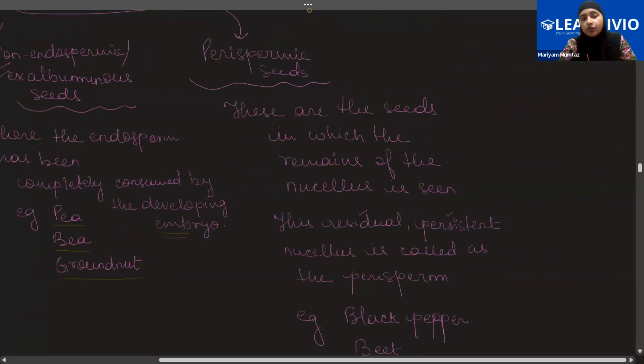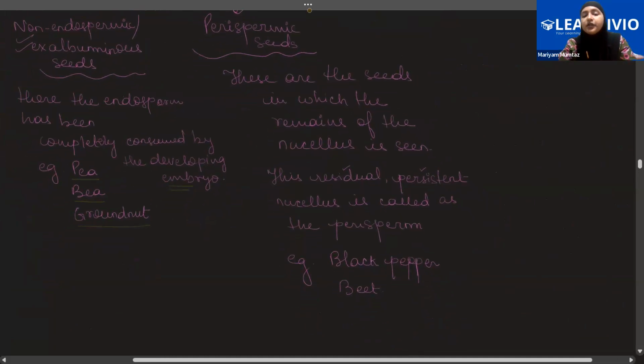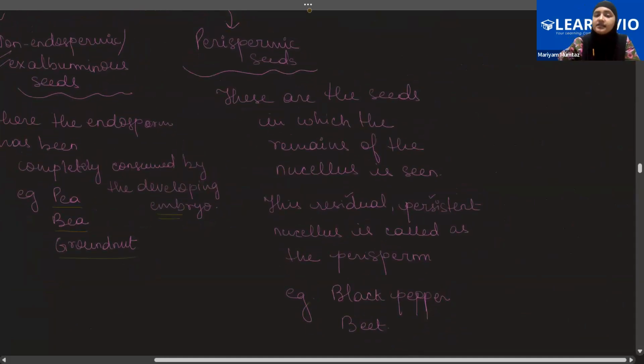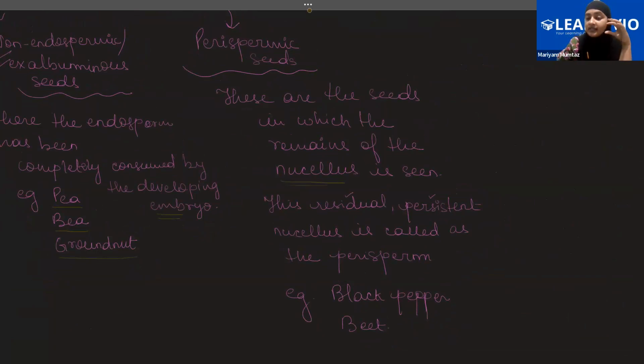Then there is a very unique case of perispermic seed. In this case, nucellus is seen, the persistent nucellus. Everyone remembers nucellus? The tissue that was surrounded by the integuments or protected by the integuments, that was the nucellus. Now, these seeds are those in which the nucellus remains are found. The residual persistent nucellus is called the perisperm.